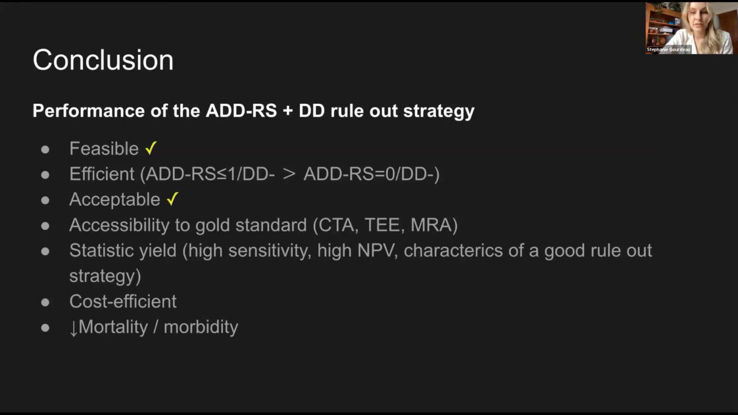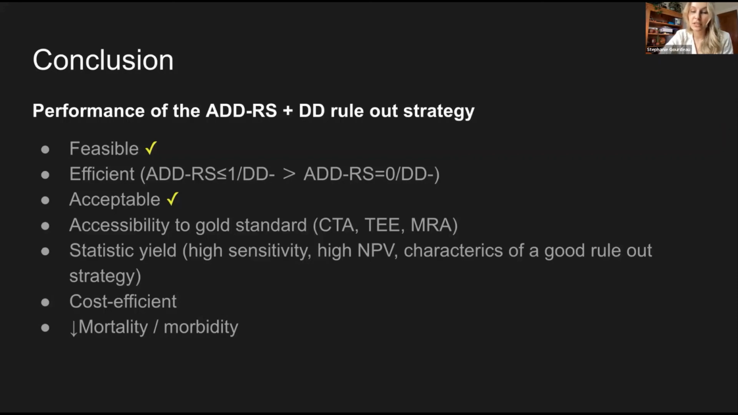The statistical yield of the test demonstrates the desired characteristics of a rule-out test. So you do want a high sensitivity to safely rule out this dangerous entity. However, the specificity is low, meaning that patients that are considered high risk with the ADDRS D-dimer strategy don't necessarily have acute aortic syndrome, and there's a high probability of being falsely considered positive. Finally, more studies are needed to determine the cost efficiency of this strategy and its effects on morbidity and mortality.